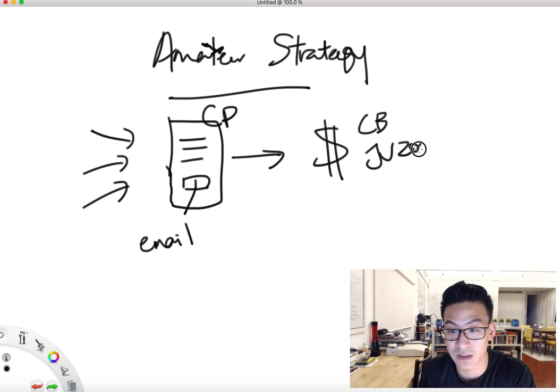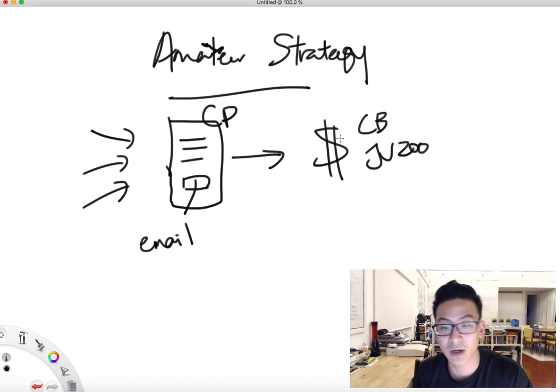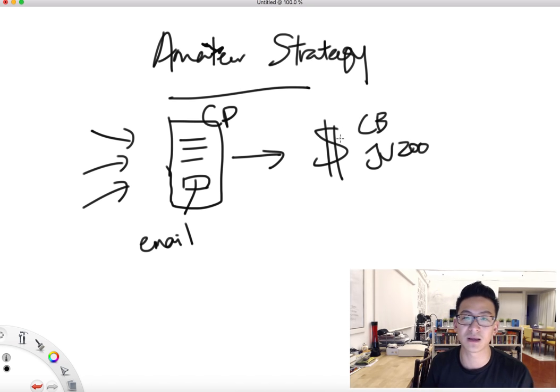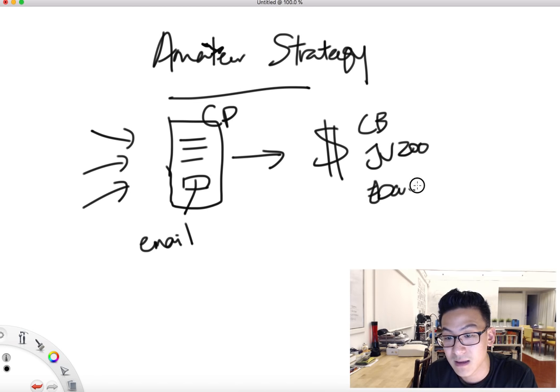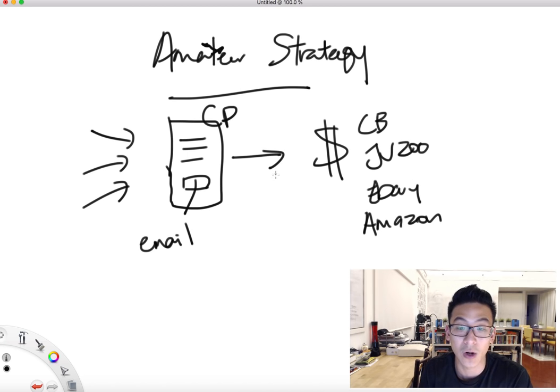Still getting used to this tool here, right? ClickBank product, JVZoo product. It could be your own digital product. This could be eBay, it could be Amazon. It doesn't really matter, right? So a lot of people are doing this.